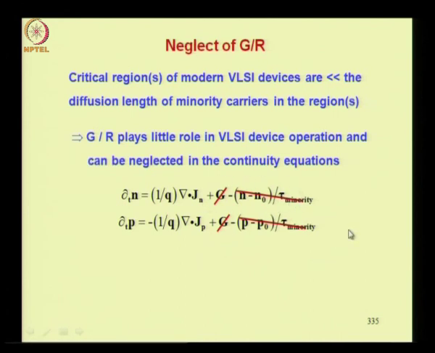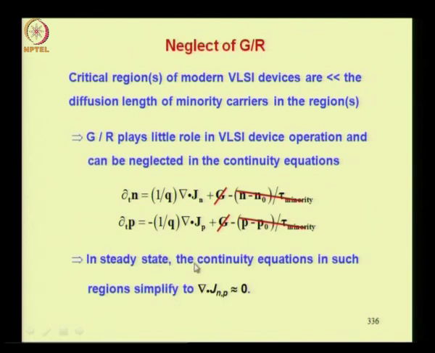In addition, if steady state conditions prevail, then the continuity equation in such regions is simply divergence of Jn or Jp is equal to 0, right. That is really very simple.